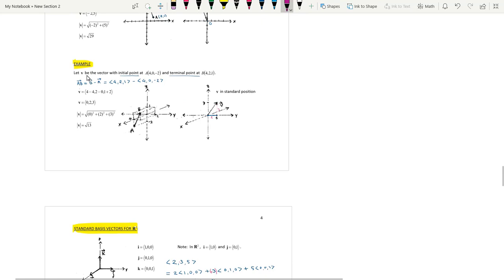Now in 3 dimensions we have 2 points A and B. So AB would be B minus A. If you calculate, you will get V as (0, 2, 3), and similarly its magnitude would be the square root of 13. Now if you want to draw this vector, we go 0 units along the x-axis, that means we are not moving along the x-axis, but we go 2 units along the y-axis and 3 units along the z-axis. So this vector would be V.